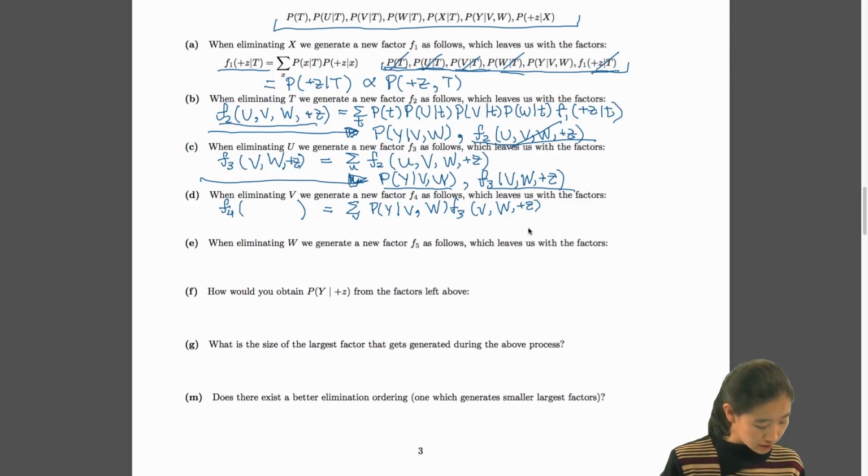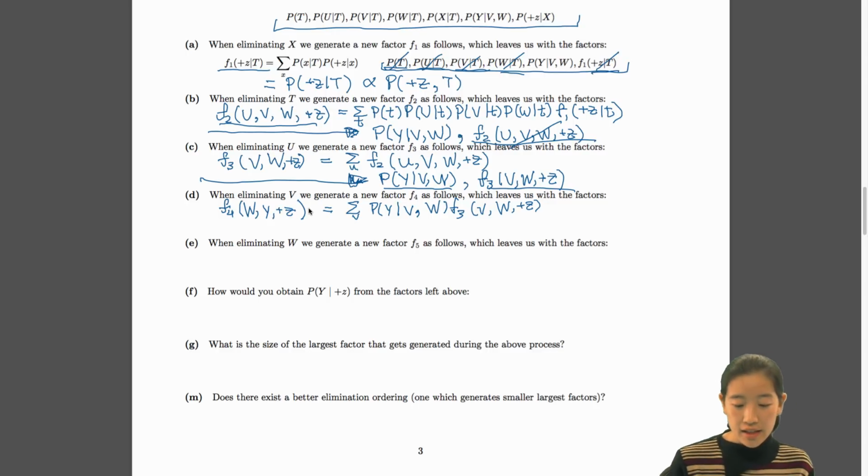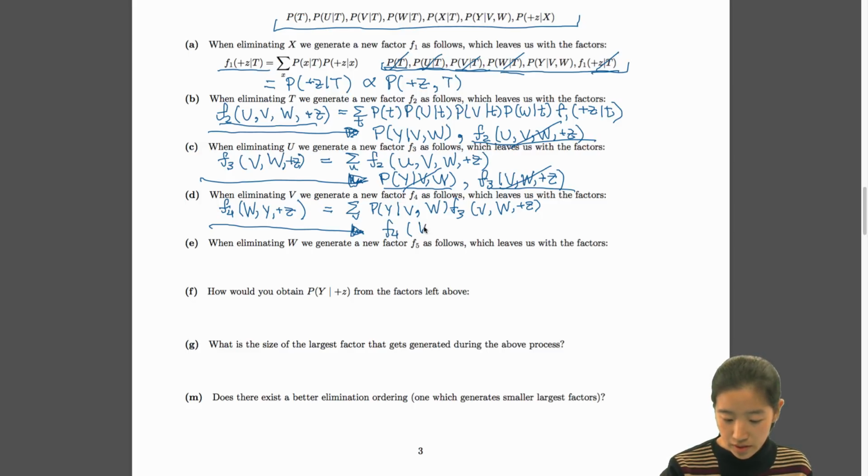So the ones that we have here in factor 2 are going to be w, y, and z. Okay, so let's write it out. And then these two previous factors both go away. Instead, we have this newly created factor. And the only one that we have now at this point is factor 4, which is this.